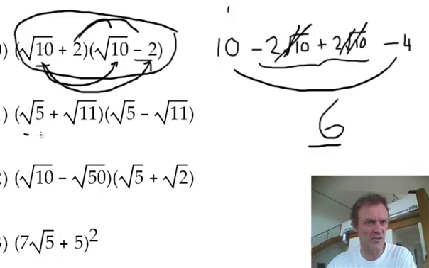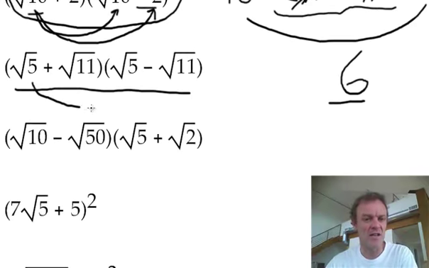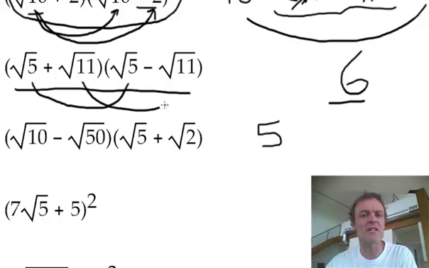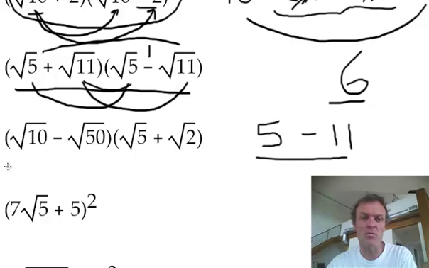Here's another one. They look the same, but one's plus, one's minus. Please do the full FOIL, but I see this. Root 5 times root 5 is 5. What's root 11 times root 11? It's just 11. It's got the minus in it. So to me, that's all I need to do, because I can see that the outer and the inner will cancel. Now the next one won't.